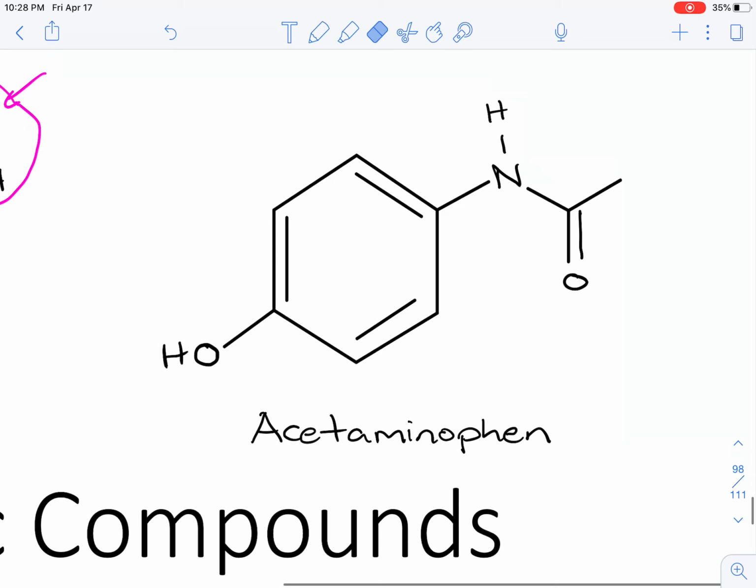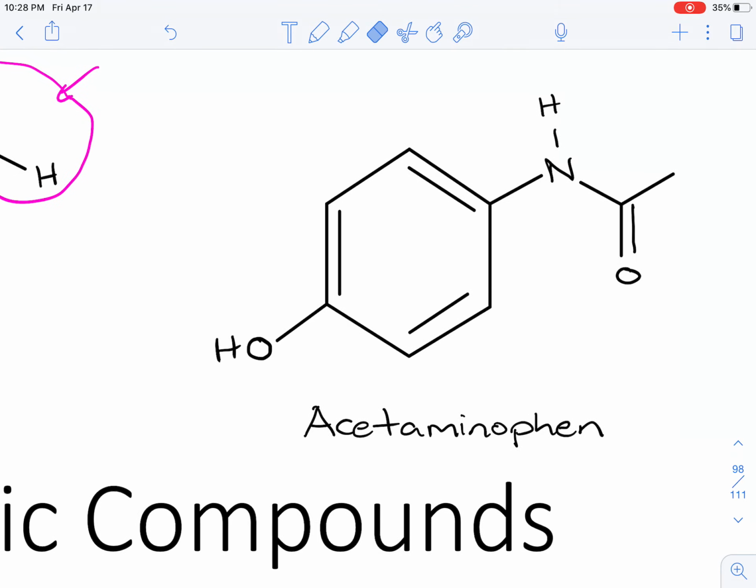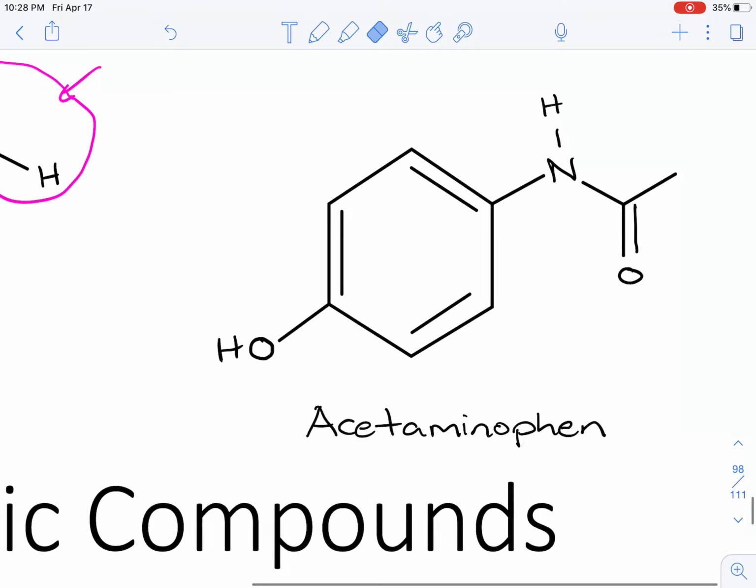Now, that's one way to name a new drug. There's definitely an IUPAC name for acetaminophen. Acetaminophen is just a common name.